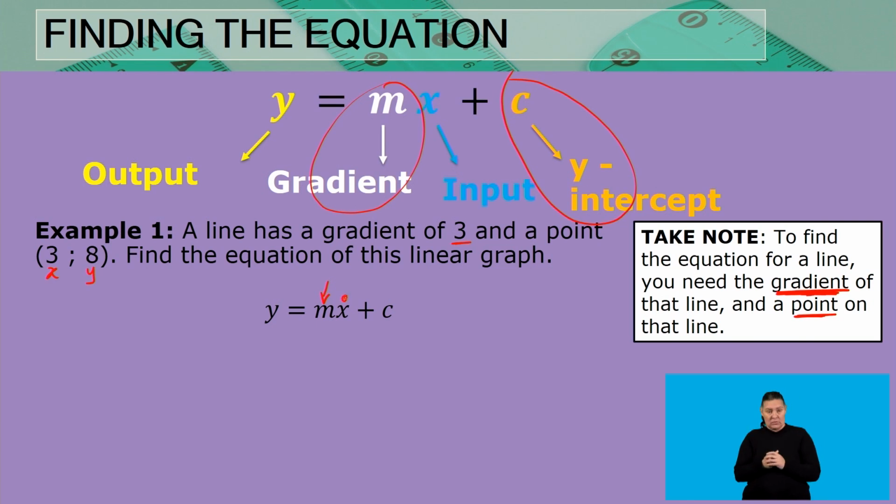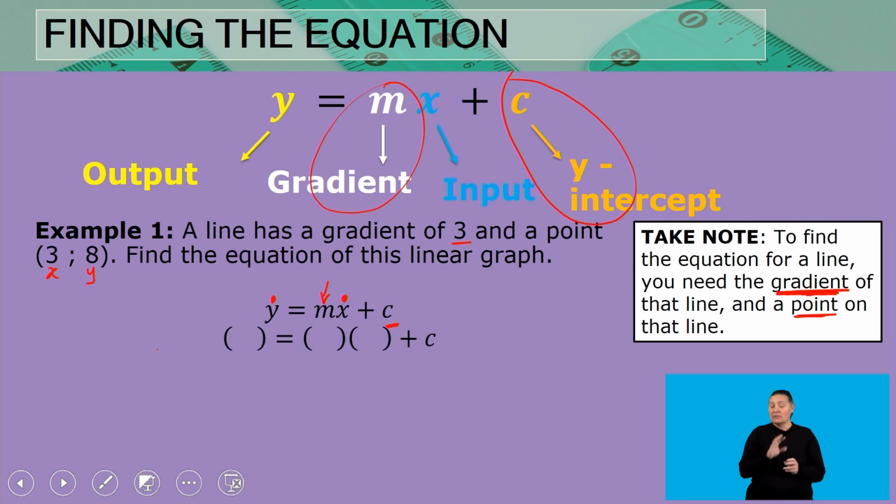So we will use our point to substitute the x value there and to substitute the y value there so that we can find our y-intercept, which is the c. So what are we going to substitute in the value of y? The 8 that comes from our coordinate. Then what are we going to substitute for the gradient? We are told that the gradient is 3. And what are we going to substitute for our x value? Remember, the x value comes from the coordinate that was given, and that is also the 3. So when we look at that, 3 multiplied by 3 is 9, and we have c there.